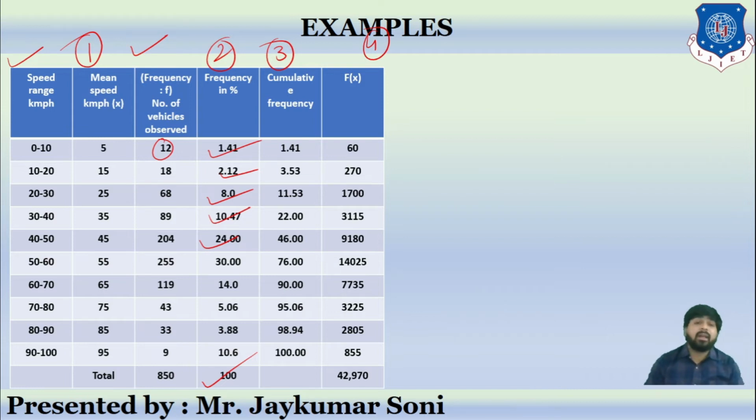Now, how can we get the value of cumulative frequency? 1.41 will be as it is. Then you have to add the next value and you will get this value. To this value, you add the next value, you will get the next. So this is how you can get it. Let me make it very clear. 1.41 plus 2.12 will give us the value of 3.53.